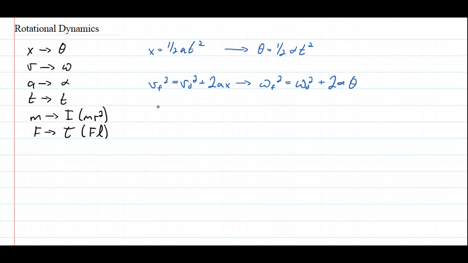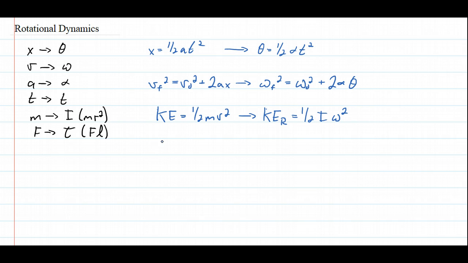And we also talked briefly about kinetic energy, which is 1/2 mv squared. When we're talking about rotation, it becomes a rotational kinetic energy, so we use subscript r, and it equals 1/2 I omega squared. So we replace our mass with our moment of inertia and our velocity with omega.